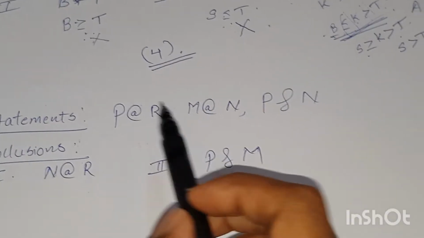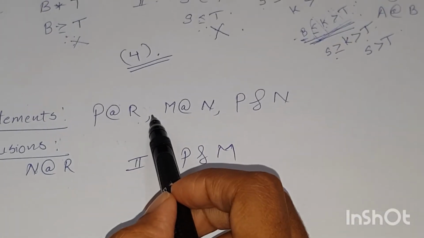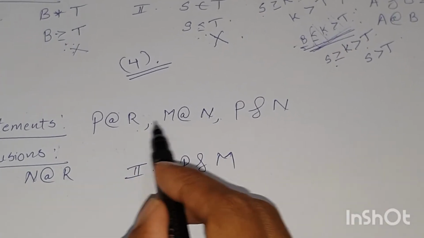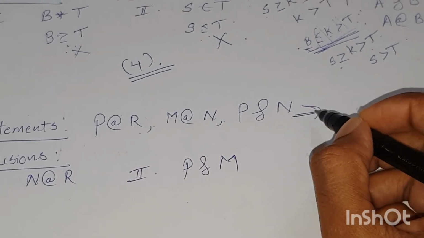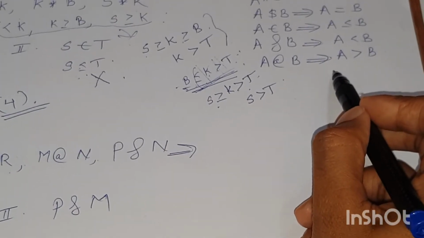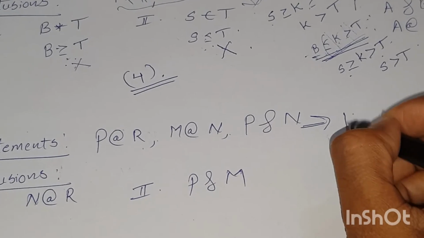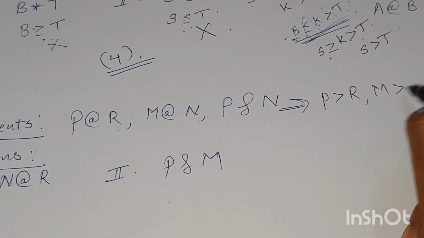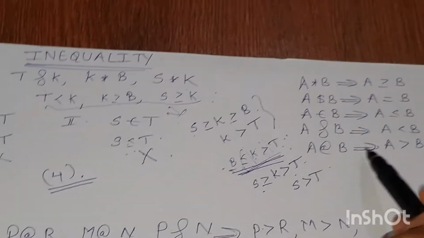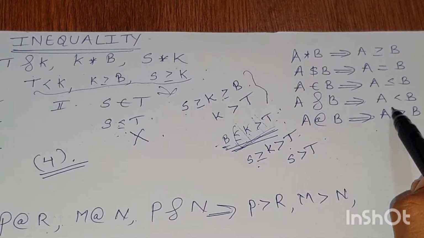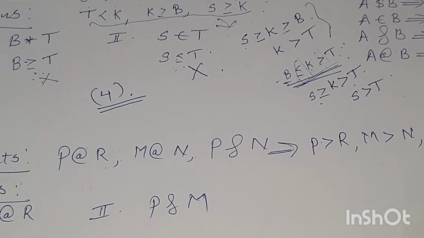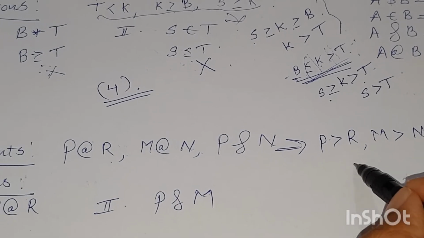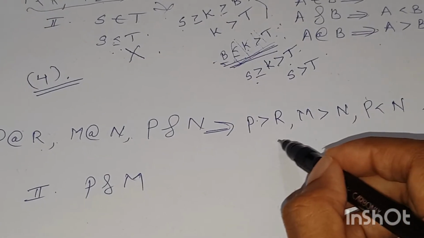Okay. Now the fifth one. Statements: P at the rate R, M at the rate N, and P $ N. P at the rate R means, at the rate means greater than. Right. So P is greater than R. M at the rate N means M is greater than N. P $ N, where $ means less than. Right. So P is less than N. Now can we rearrange this one?